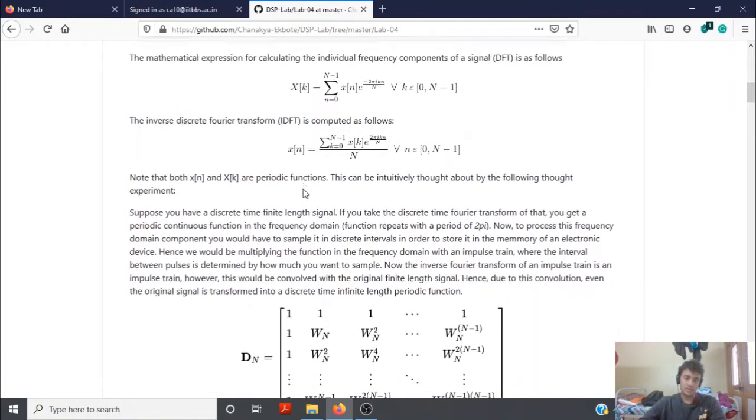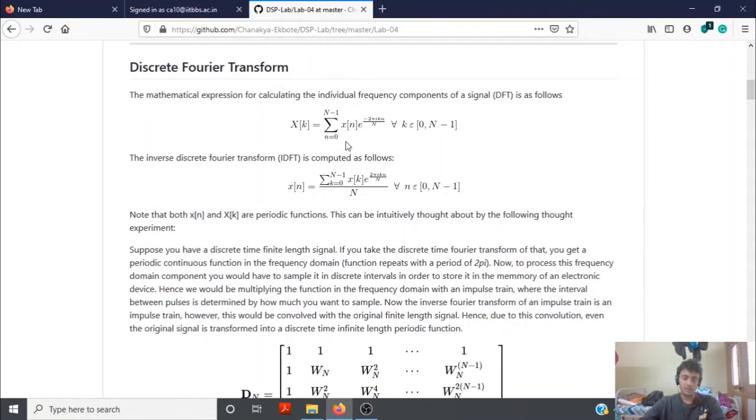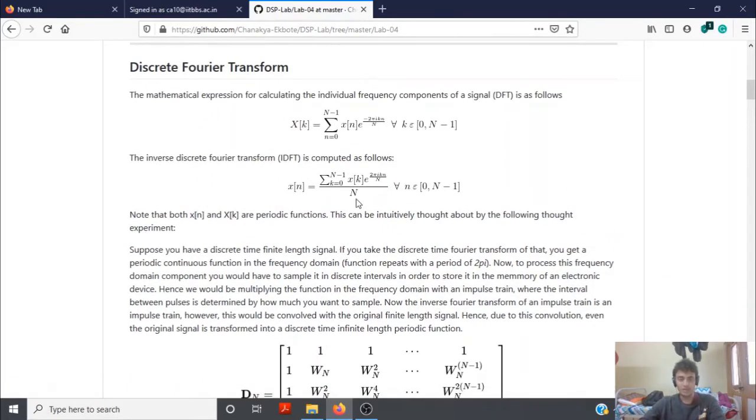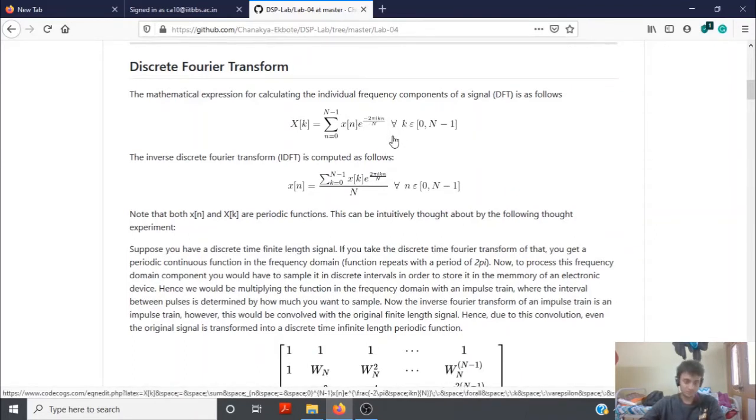Now, to actually calculate X[k], you can write this as a matrix. The matrix is just this, and you can see that it follows a formula, W_kn by N. What W_kn by N is, is just e to the power minus 2πi kn by N.